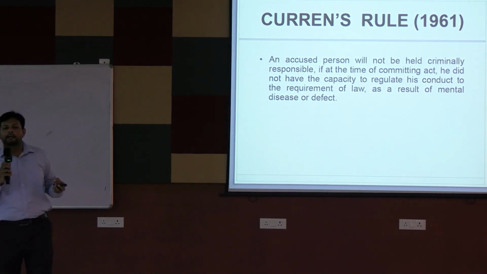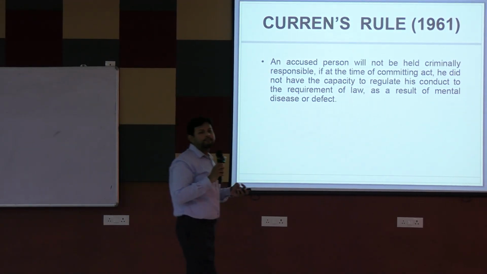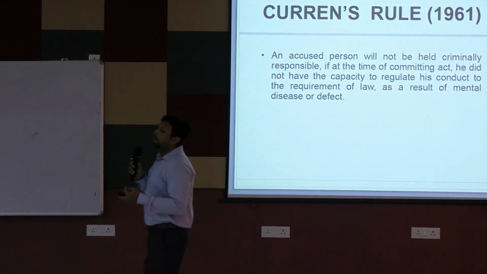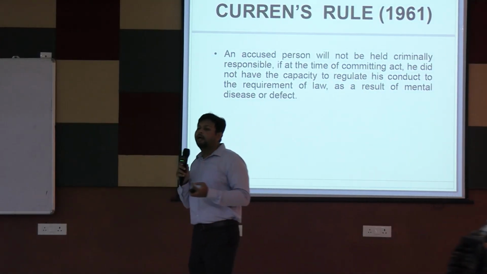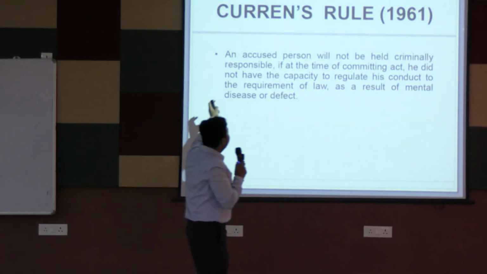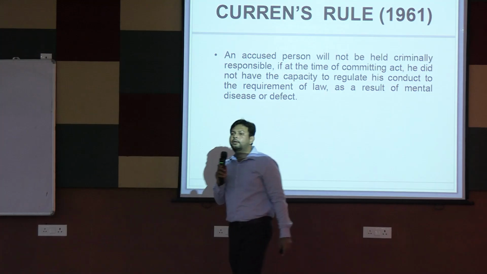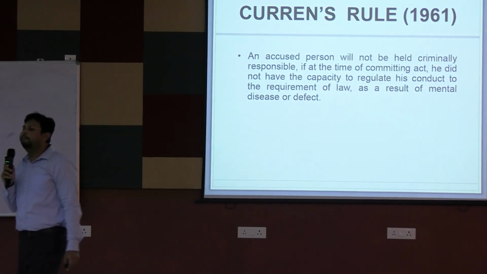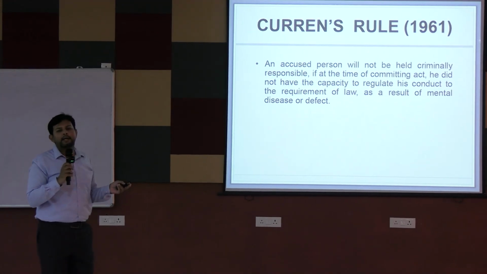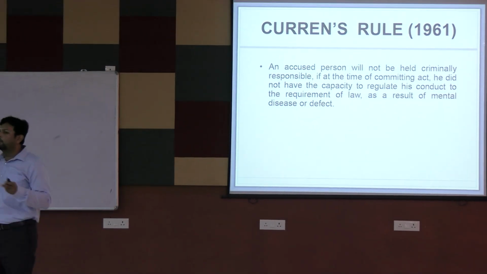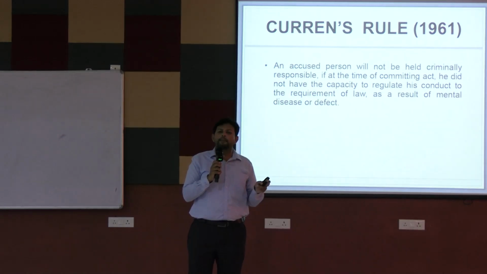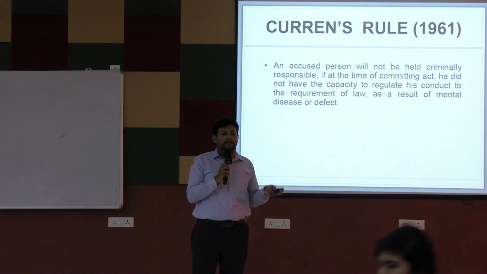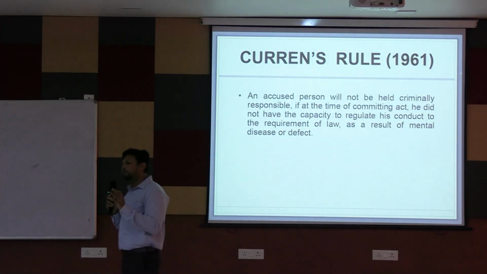So a person won't be responsible for his crime if the person is of unsound mind. Due to the unsoundness, he doesn't have the capacity to conduct, okay, he is unable to regulate his conduct. So Curran's law states the capacity to regulate his conduct. What does that mean? A person may know that what he is doing is right or wrong, but still he is unable to control his conduct. He knows, he understands that what he is doing is wrong, but still he is unable to control his act.